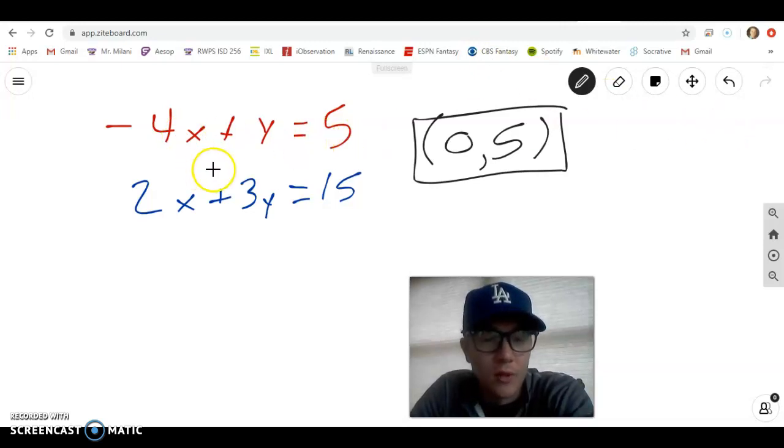And I could show you again, but I don't want this video to get too long. If you plug in a 0 for x and a 5 for y, it will make both of these equations work.